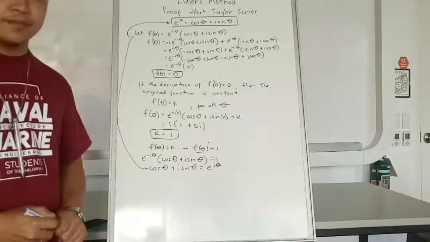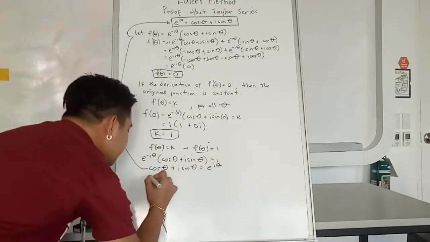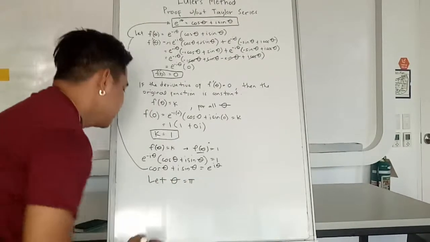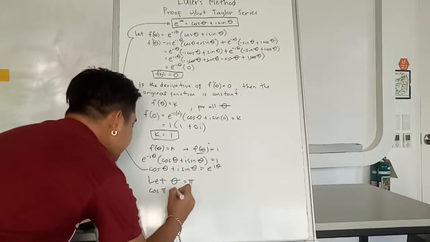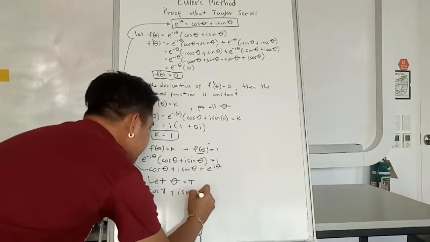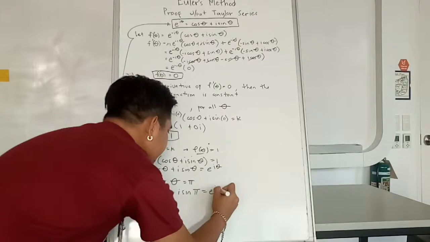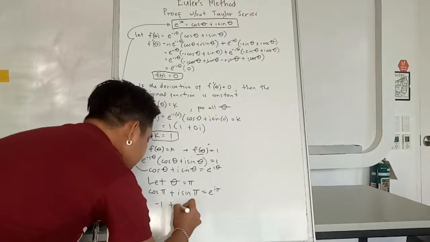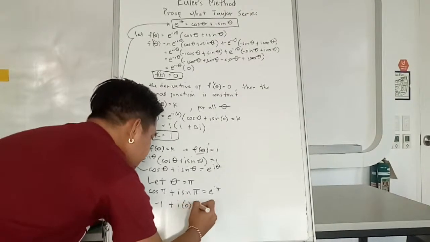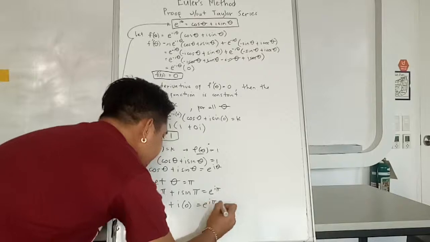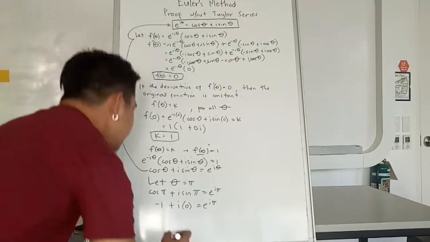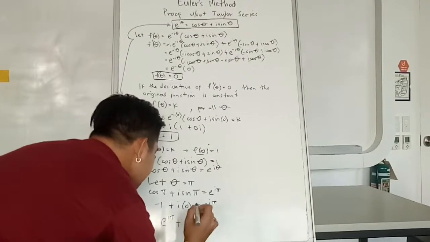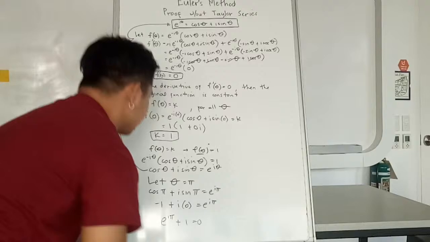So from this formula, we let theta be equal to pi. So cosine pi plus I sine pi is equal to e raised to I pi. So we know that cosine pi is negative 1 plus I sine pi, which is 0, equal to e raised to I pi. So we transpose the negative 1. So we get e raised to I pi plus 1 is equal to 0.